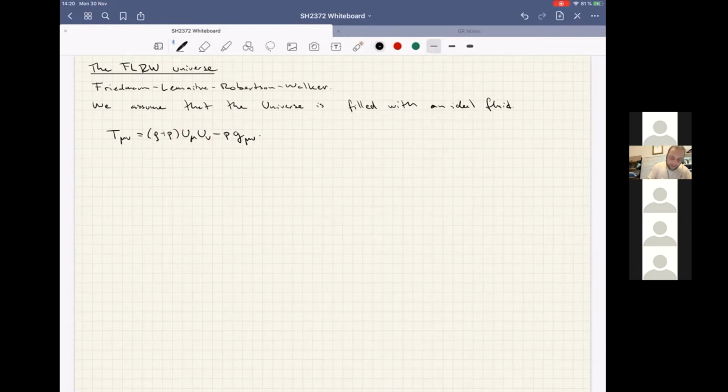So that means that we have the following: rho and p are functions of t only. And u is equal to dt. So it's the four velocity of a co-moving observer, which also means that this fluid is going to be co-moving. It moves along with the co-moving observers. If we have that, then that is compatible with the Robertson-Walker metric that we already wrote down.